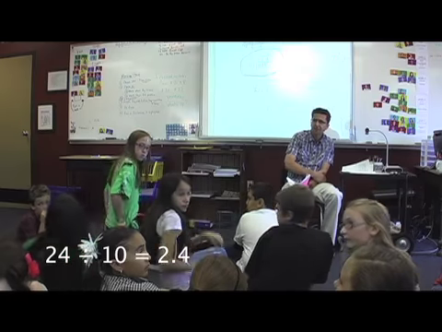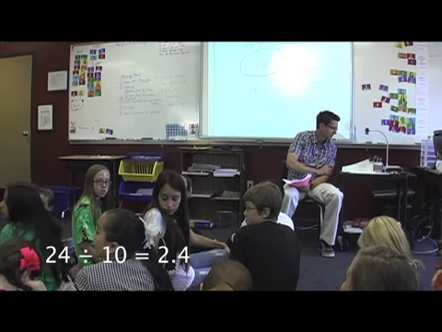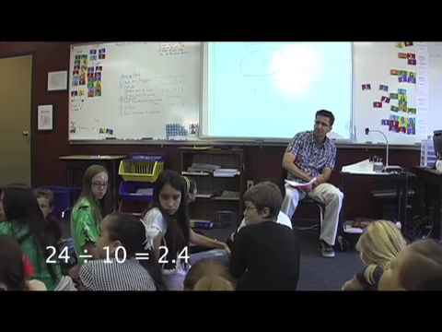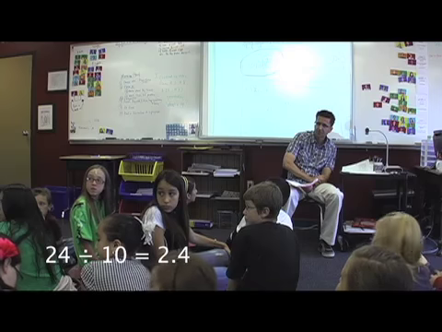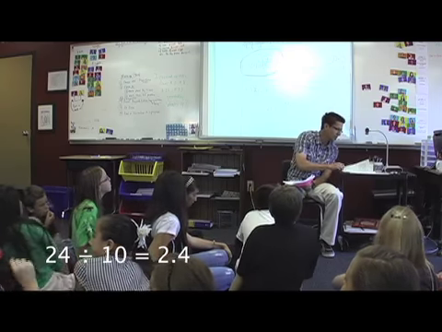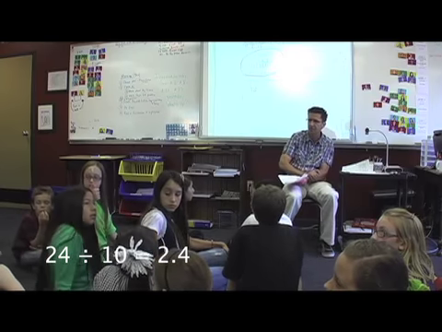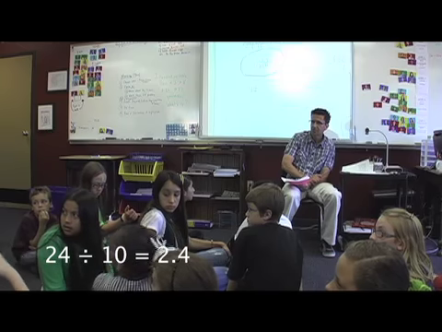Ben? If you divide 24.0 by 10, it's pretty much just moving the decimal over to the next spot. So, Ben, do you think that 2.4 is the correct answer to 24 divided by 10, or do you agree with Jose that that's the wrong answer? I think that's the right answer.